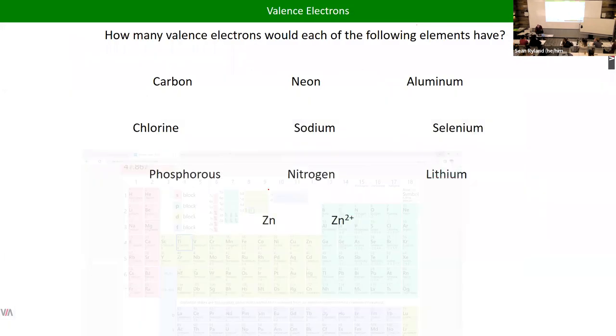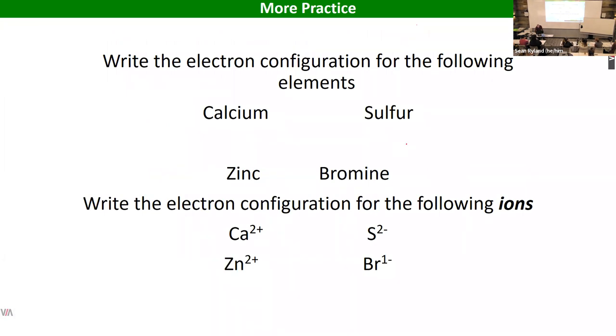All right, let's do some practice for these electron configurations. We just did calcium, right? So calcium, 1s2, 2s2, 2p6, 3s2, 3p6, 4s2.